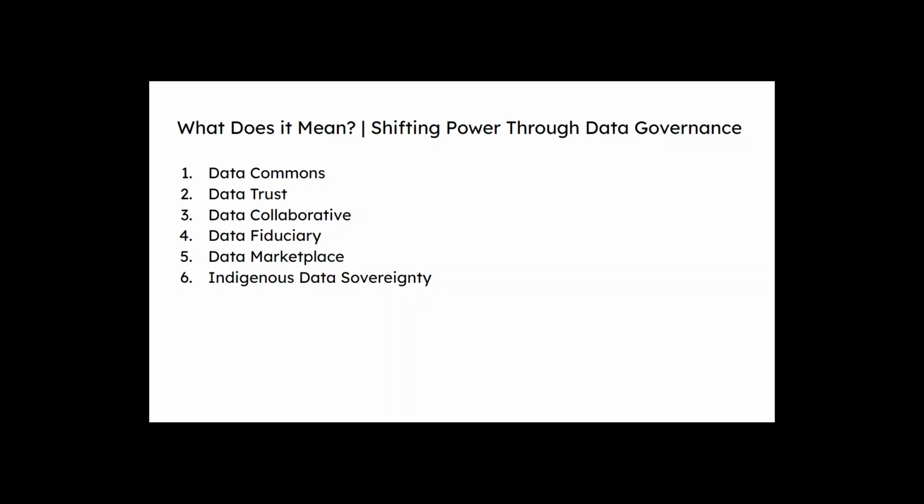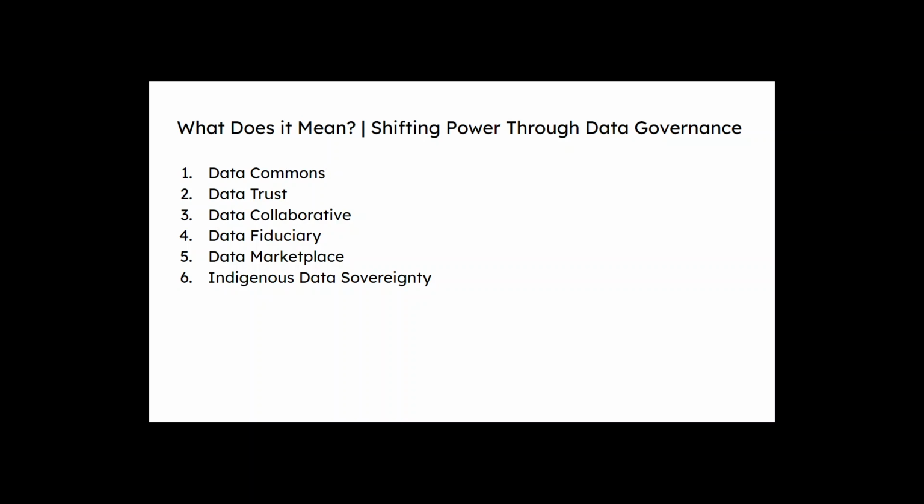First we'll define data commons. Data commons is really when you have data pooled and shared as a common resource. We also saw similar definitions in lecture 3 when looking at what a data cooperative is. So you will see a lot of similar definitions regarding data co-ops and data commons.